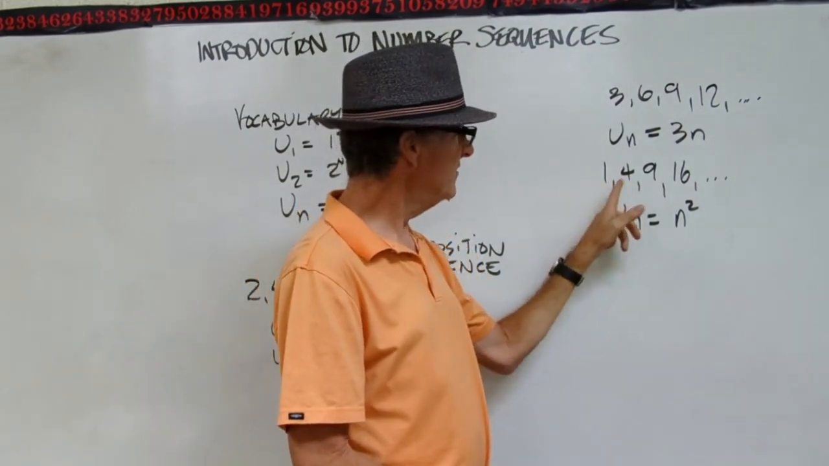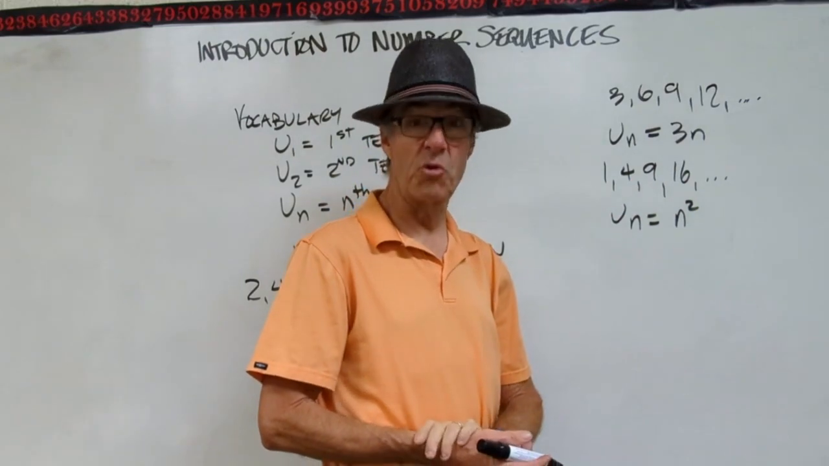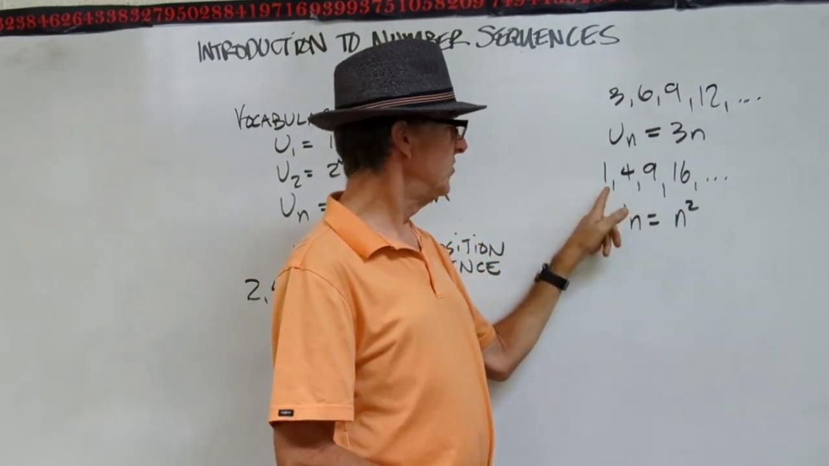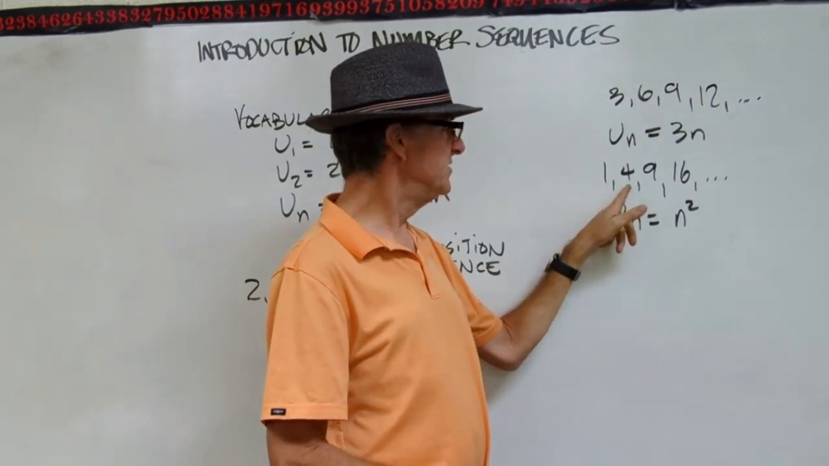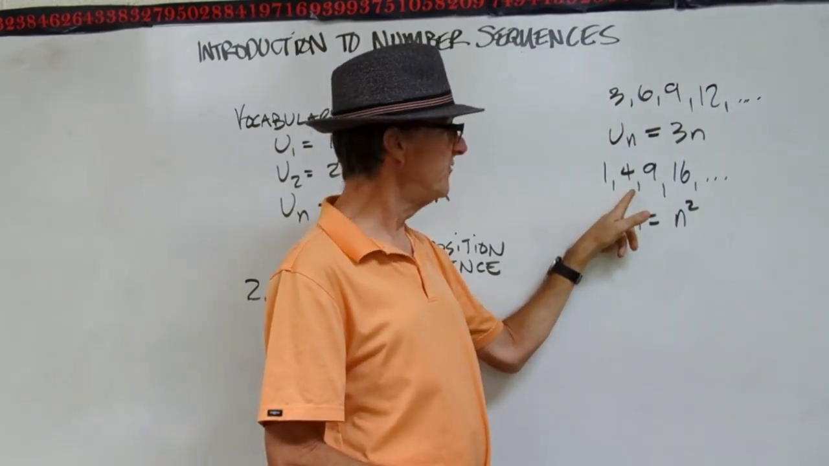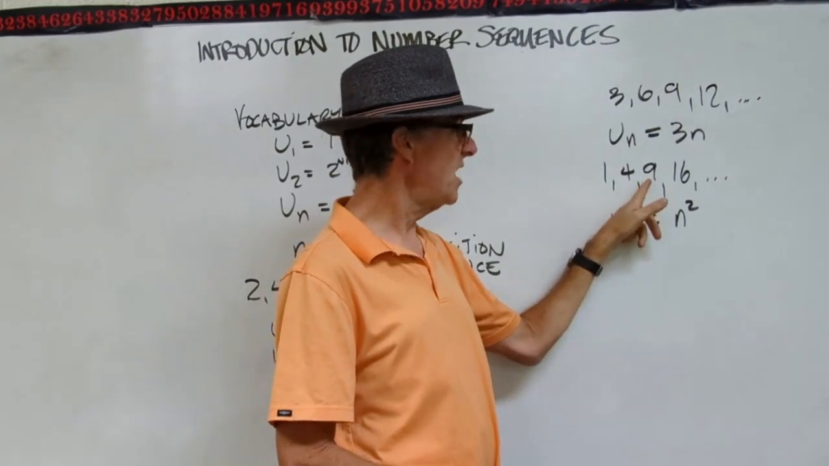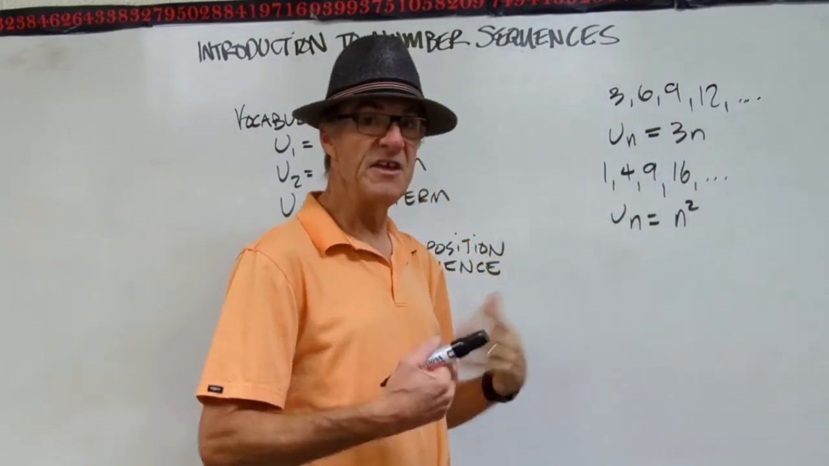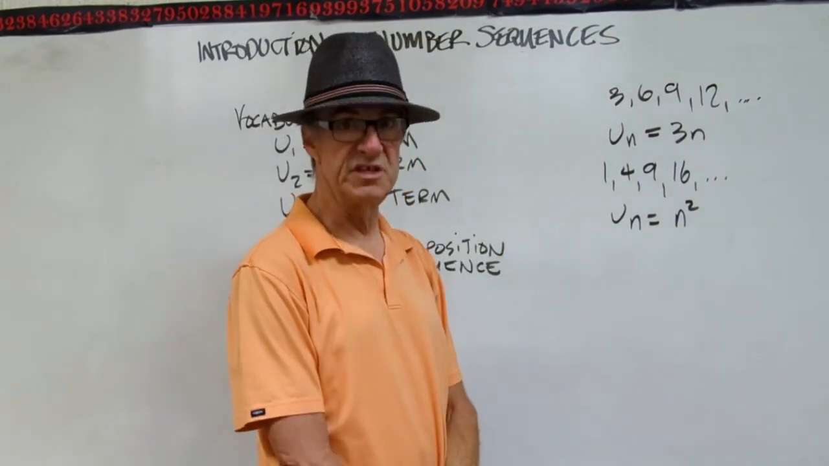Hopefully you notice that every single one of these numbers is a perfect square. So that means that we square the term number. So the first term, 1, squared is 1. Second term, 2, squared is 4. Third term, 3, squared is 9, and so on. So now we have two formulas that would help us easily calculate the nth term of these two sequences.